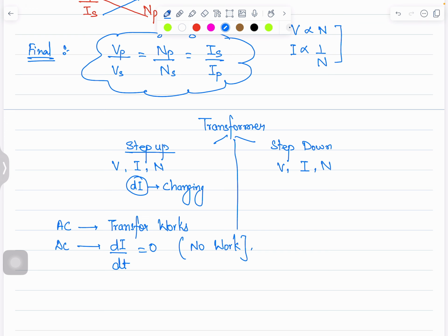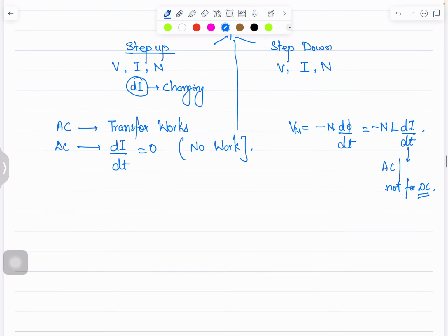Do you understand this thing? Because we know V induced is equal to negative N d phi over dt, which is equal to negative N L dI over dt. So it will work for AC, not for DC. Clear? Fine. Okay.